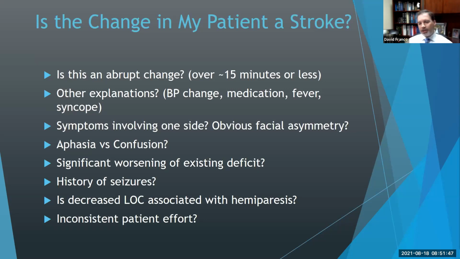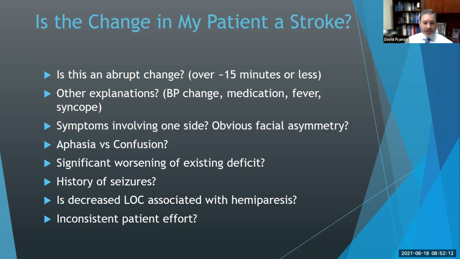So if we have a big change in the blood pressure, or we just gave them a dose of sedating medication. Did they just spike a fever that we weren't aware of before now? Did they just get up to the bathroom and on their way there begin to feel lightheaded and dizzy, or maybe even pass out, such that we're dealing with a form of syncope? So those are things that should be considered.